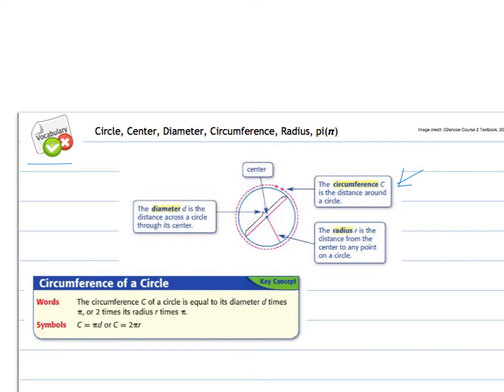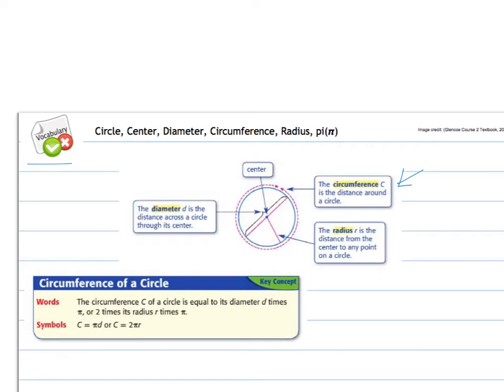The diameter is the distance across the circle through the center. So this line here is your diameter. It goes all the way across through that center. Your radius, however, is the distance from the center of a circle to any point. So it could be there, there, there, there.